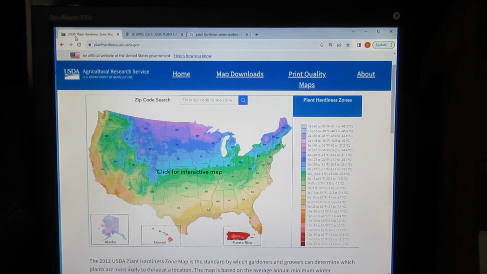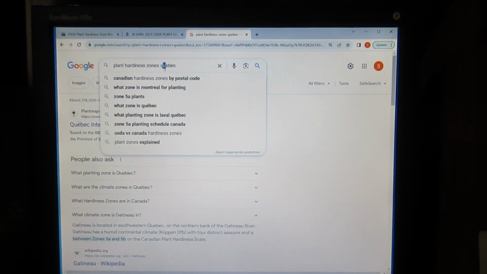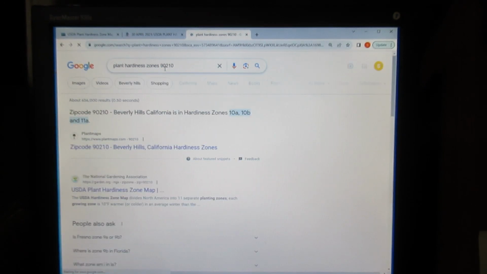First, folks are always asking, where is my plant hardiness zone? So let me share with you how to find that. Extremely easy. Go to your computer, go to any browser, and just type in plant hardiness zones. Put your city, your state, your postal code, whatever. Okay, I put 90210. We're kind of familiar with that from the TV show that used to be on. Beverly Hills, California is in hardiness zones 10A, 10B, and 11A.